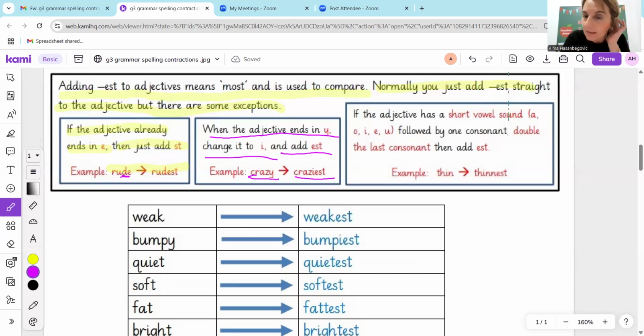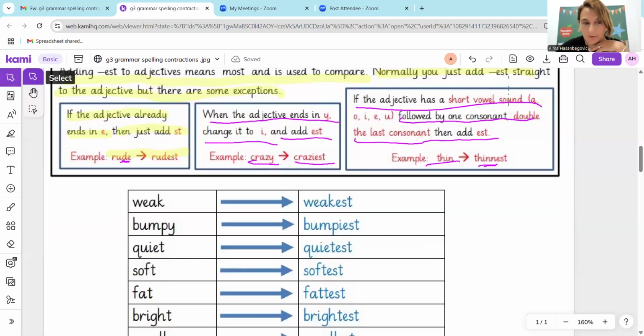For example, thin. Thin has a consonant at the very end, preceded by a short vowel. So we have to make sure that the n is doubled. So thin becomes thinnest. Once again, the rule is if the adjective has a short vowel sound followed by one consonant, then we double that last consonant and then we add est. So thin becomes thinnest. I hope everybody is able to follow along.